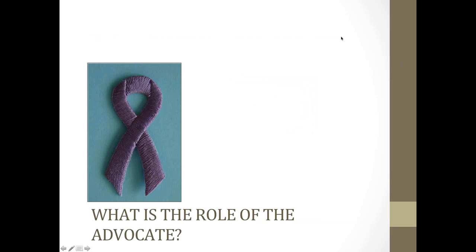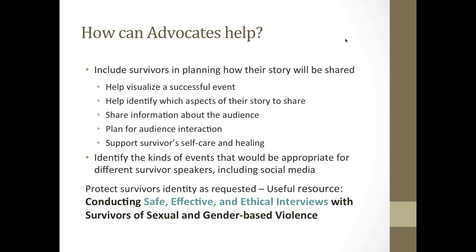So how can advocates help? What is the role of the advocate in helping survivors to share their stories? You can help by including survivors in planning how their stories will be shared. One of the most important things you can do is help a survivor visualize a successful event. Help them get centered, help them identify which aspects of their story are important to share.